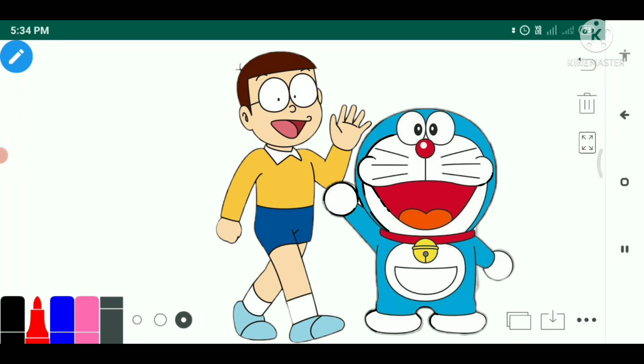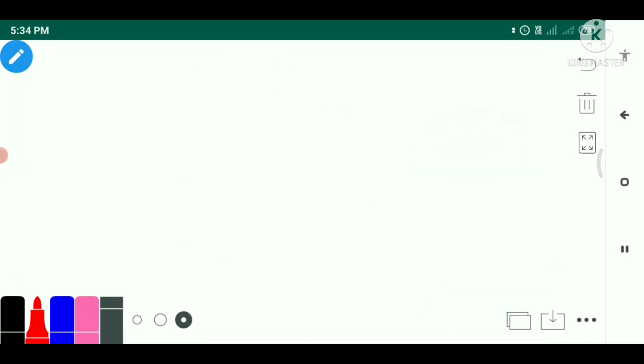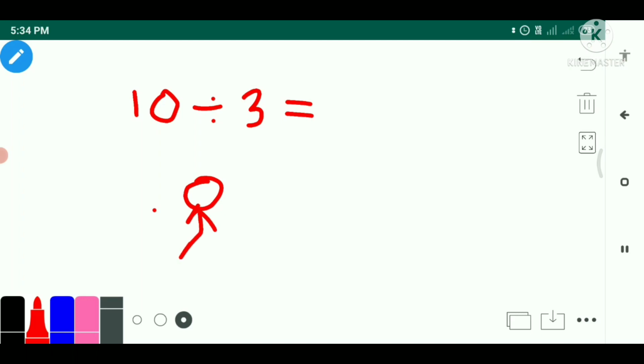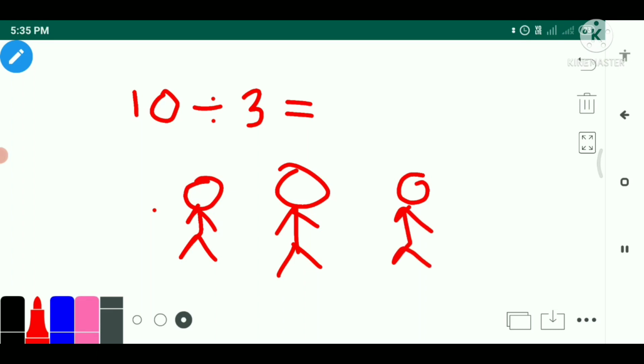Suppose I have 10 chocolates. If I divide these 10 chocolates among 3 students, how many chocolates will each student get? So I divide 10 chocolates among 3 students. See, this one is the first student, this one is the second student, and this one is the third student.